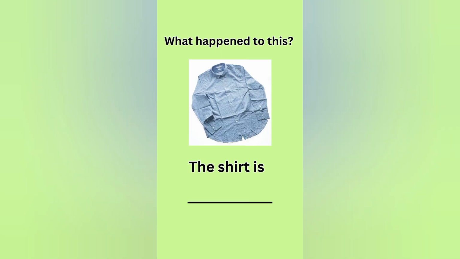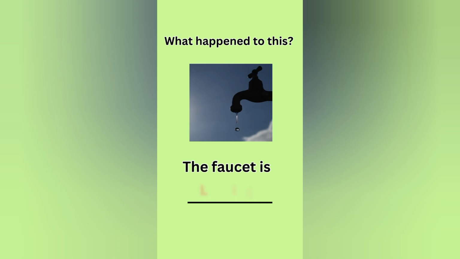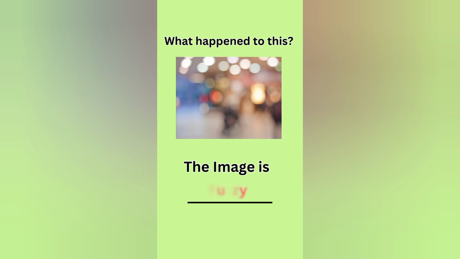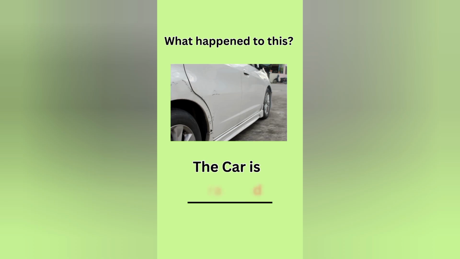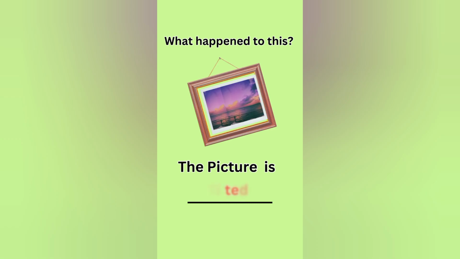What is this called? Peeler. What happened to this? The shirt is wrinkled. What happened to this? The faucet is leaking. What happened to this? The image is fuzzy. What happened to this? The train is crowded. What happened to this? The car is scratched.